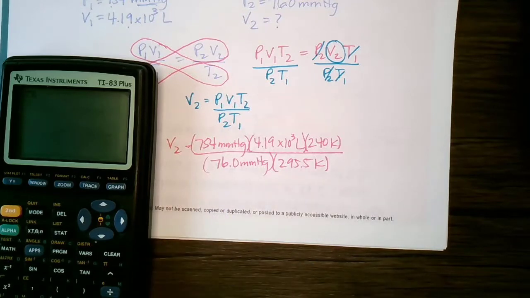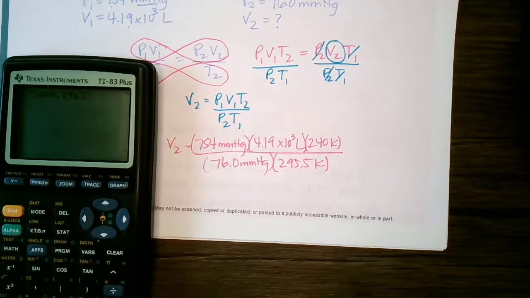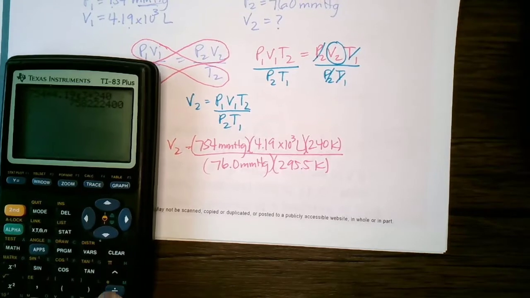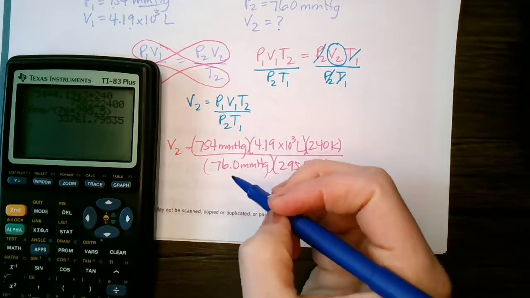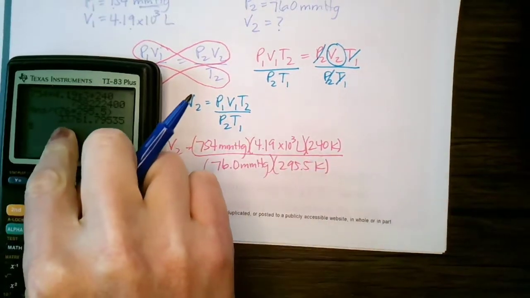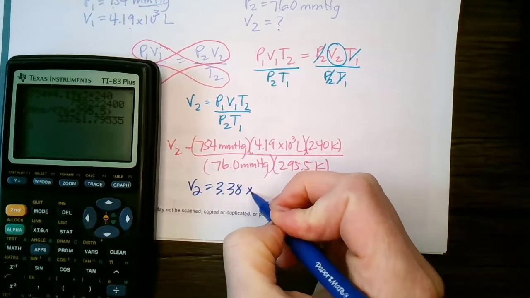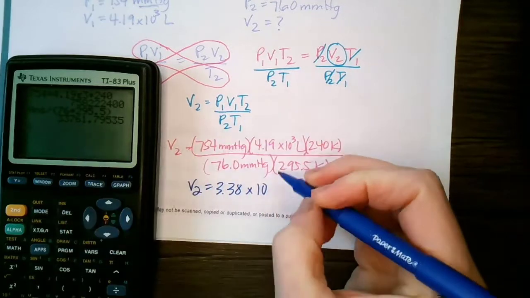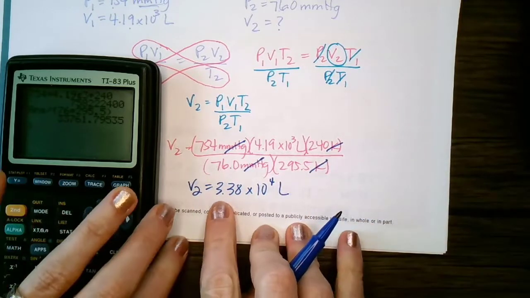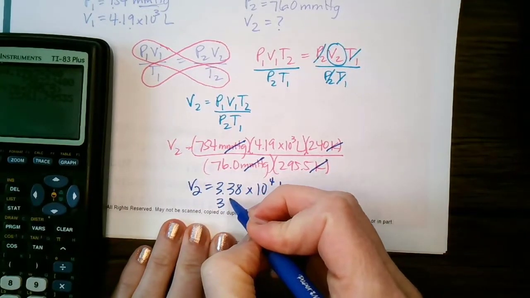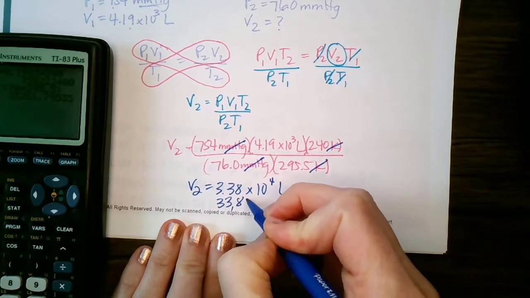Plug in our 754 times 4.19 times 10 to the third times 240, and then divide that by 76 times 295.5. And we should get, let's see, three significant figures. Looks like 3.38 times 10 to the 1, 2, 3, 4. And our volume would be, those would cancel, kelvins cancel in liters. If we wanted to write this out in long form, we would say 33,800 liters.